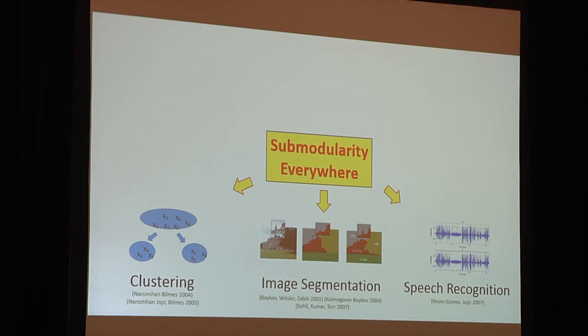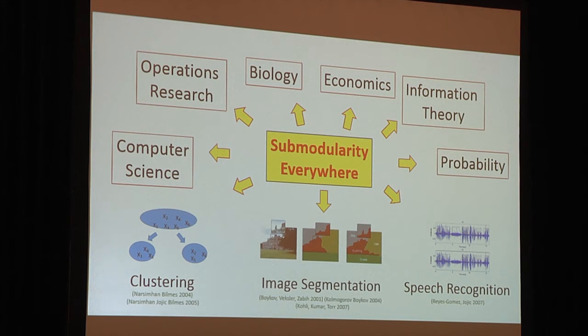And not only machine learning, submodularity arises in various other fields like economics, biology, information theory, and so on. So in sum, submodular functions are fundamental objects in discrete optimization. They're like the discrete counterparts of convex functions in continuous optimization.